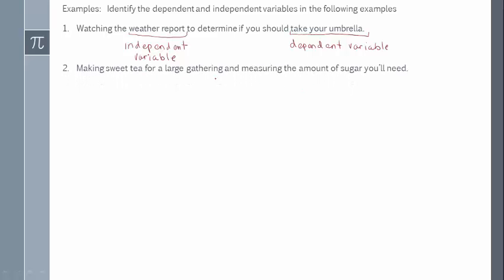Making sweet tea for a large gathering and measuring the amount of sugar you'll need. Well, let's see. Does the amount of sugar determine the amount of tea, or does the amount of tea determine the amount of sugar? The amount of tea determines the amount of sugar. So our tea is going to be our independent variable. And the amount of sugar will depend on how much tea we decide to make or need to make.